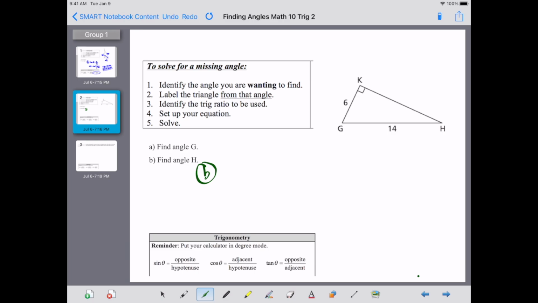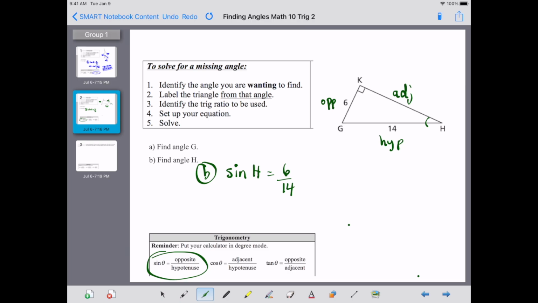Okay, if we do part B, it says solve for angle H. So now we label the triangle slightly differently. We've got the H over here, which makes this the opposite side, makes this the adjacent. So again, they just switch, and this is the hypotenuse. So now, what do we have? We have the opposite and hypotenuse. So opposite and hypotenuse is sine. So then we have sine of H, because H is our angle, is equal to opposite over hypotenuse. So that's 6 over 14.